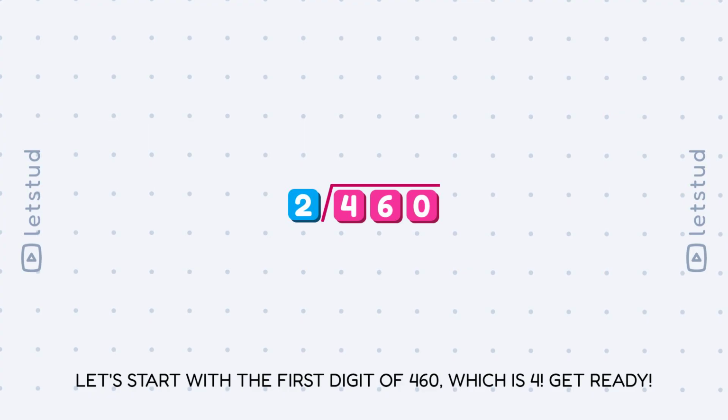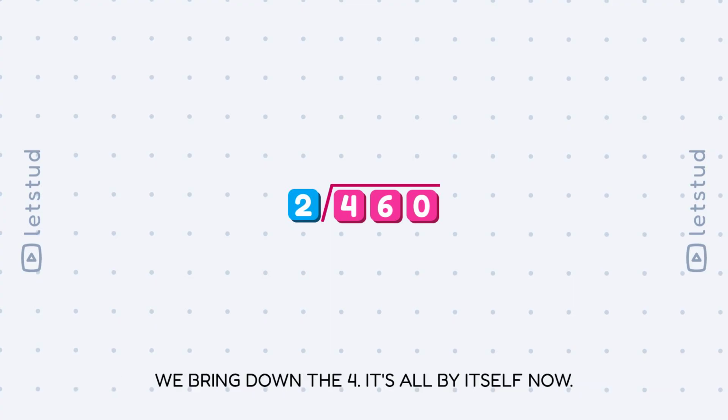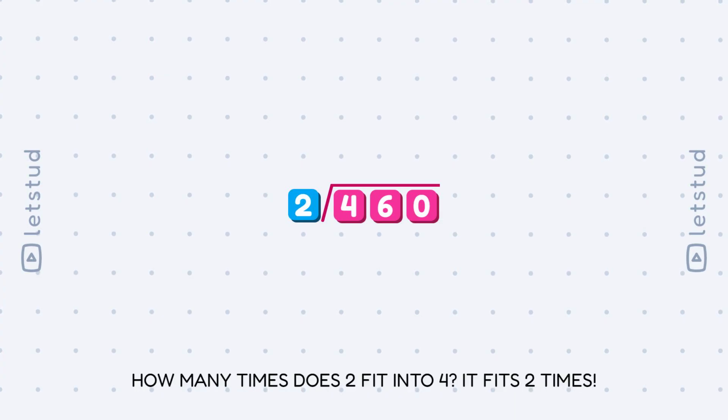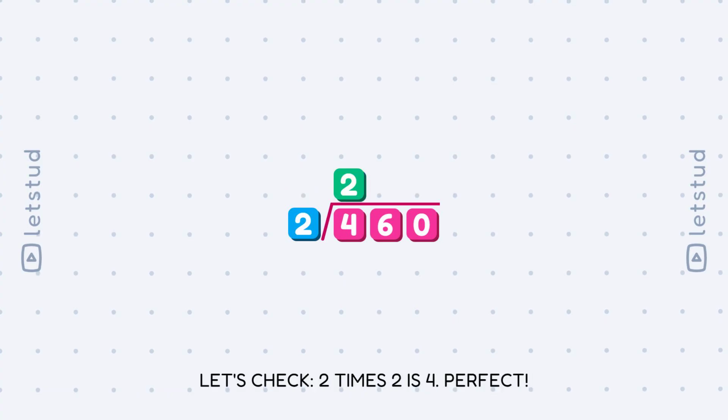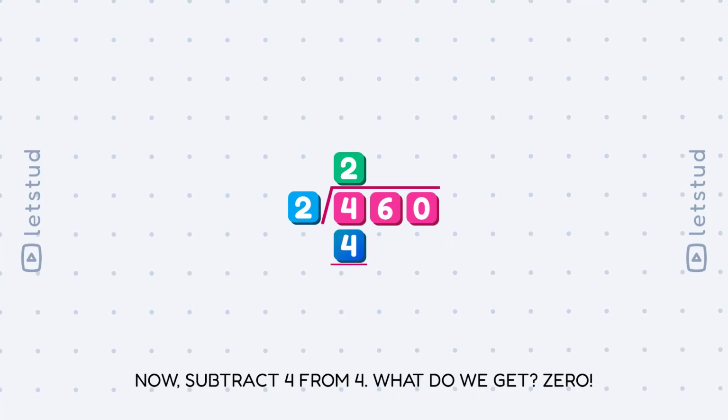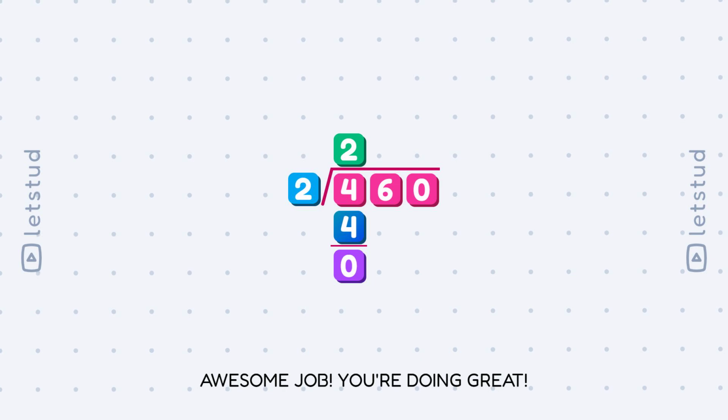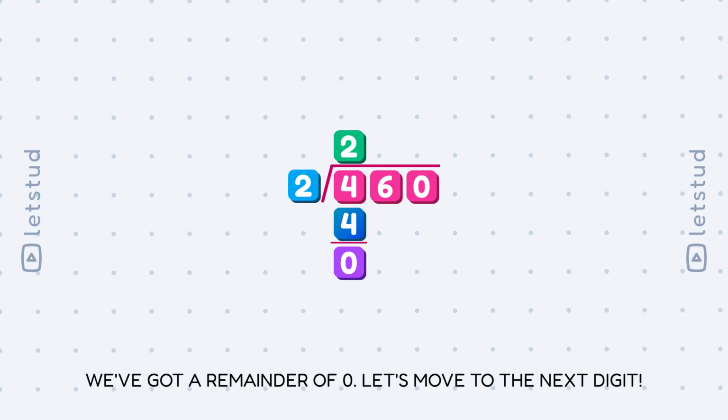Let's start with the first digit of 460, which is 4. Get ready. We bring down the 4, it's all by itself now. How many times does 2 fit into 4? It fits 2 times. Let's check: 2 times 2 is 4. Perfect. Now subtract 4 from 4. What do we get? 0. Awesome job, you're doing great. We've got a remainder of 0.